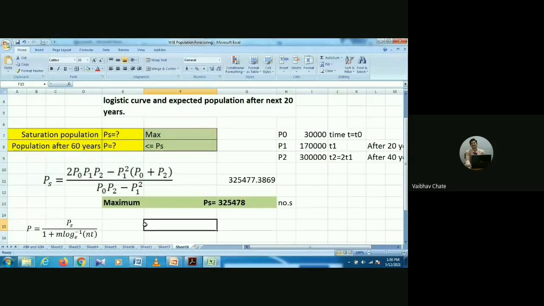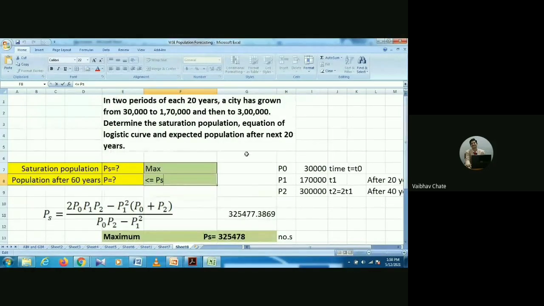Fine. So here, since he has asked for the population after 60 years, how does 60 years work out? I need to read the problem.